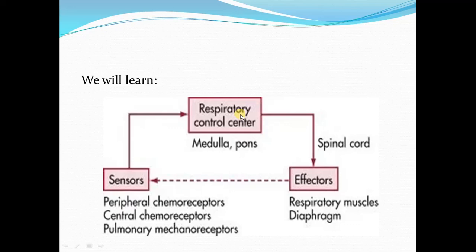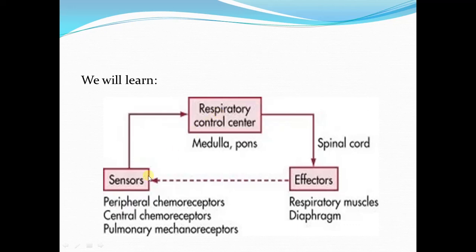Although the respiratory activity is automatic and it is generated by the neurons present in the brain stem, the activity of these neurons is modified in response to various inputs to the respiratory center. So there are different stimuli, different sensory inputs which are transmitted to the respiratory center, and these sensory inputs in turn modify the activity of the respiratory control center.